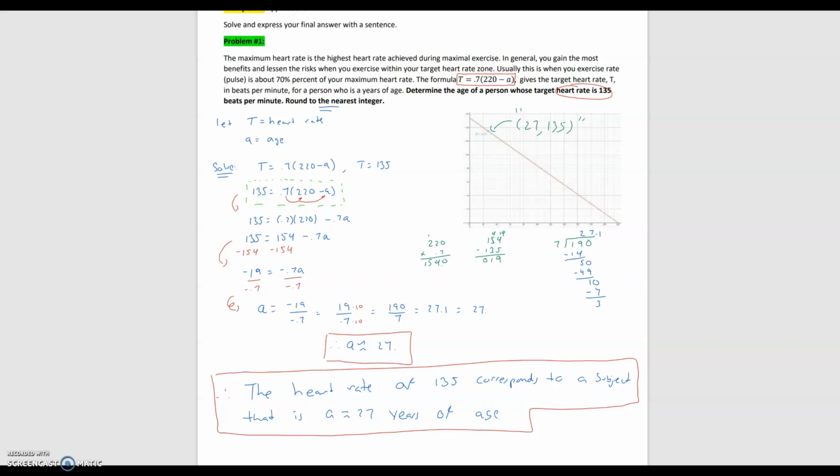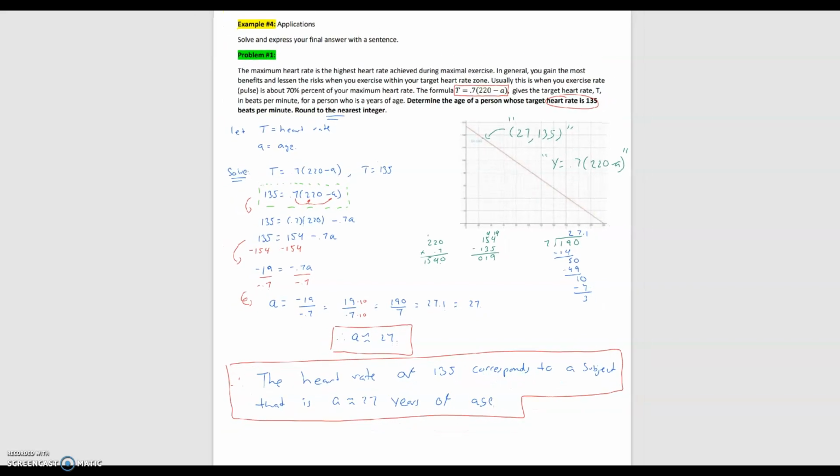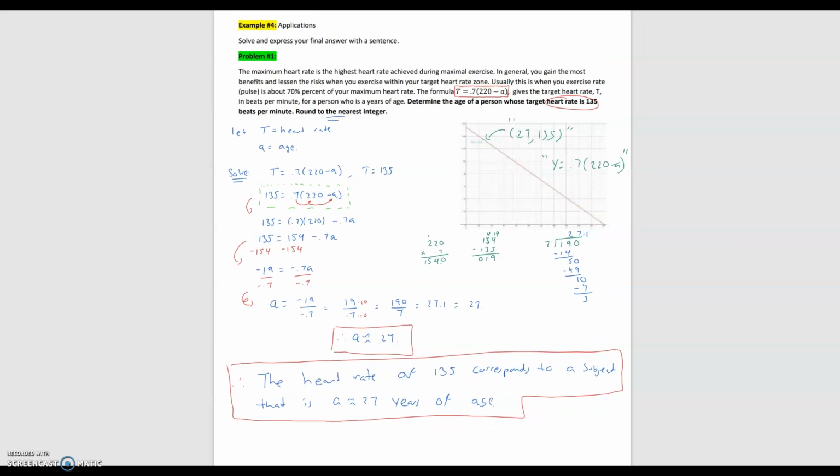And the line represents the given equation if we were to graph it as y and x's. So if we were to graph it as y is equal to 0.7 times 220 minus a. If we were to graph it in that form, there's your 27. The scale is a little bit off. So that's actually it for example 4, the applications of the first problem.